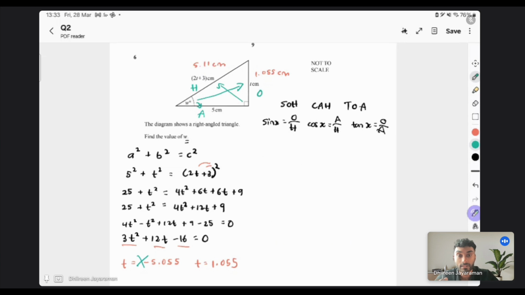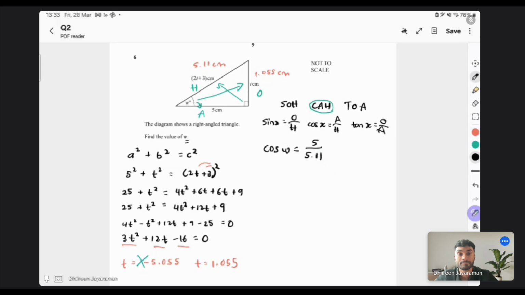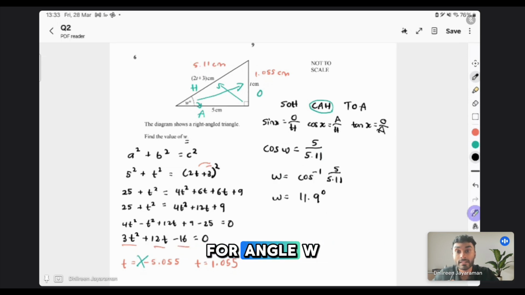So for this example, I'm going to use cos. So I will get the formula cos W equals 5 over 5.11. Solving this will get me an answer for angle W, which is 11.9.